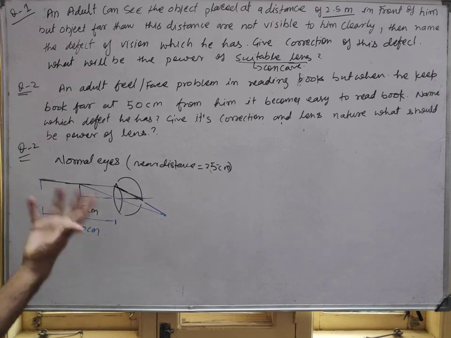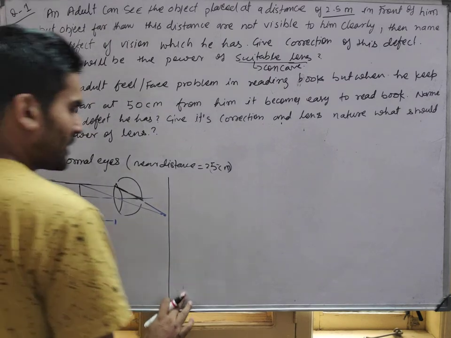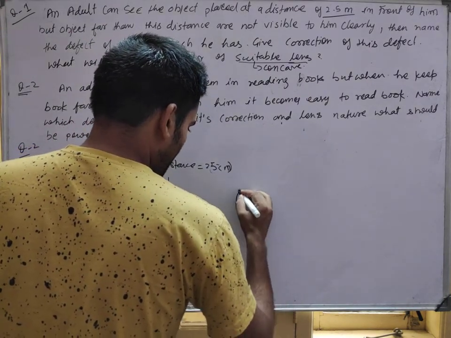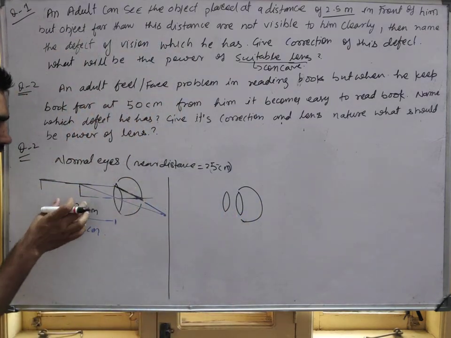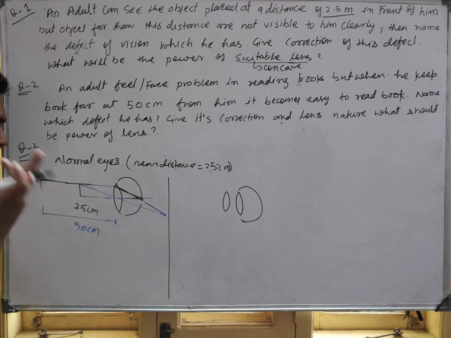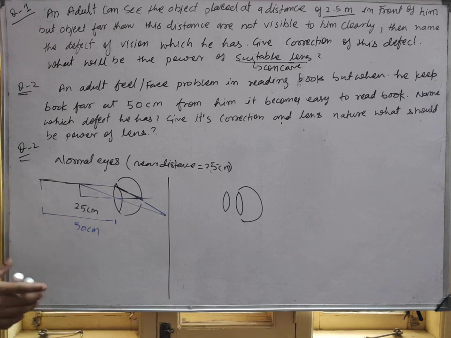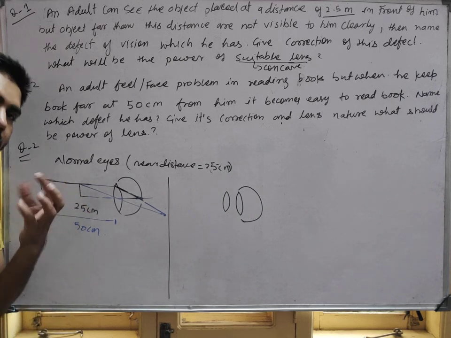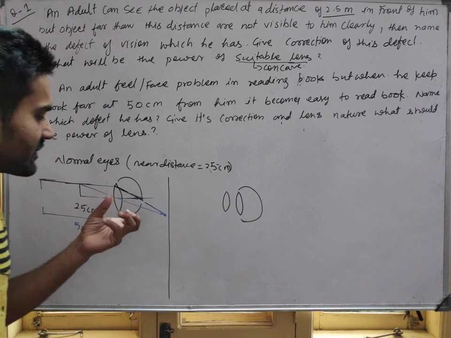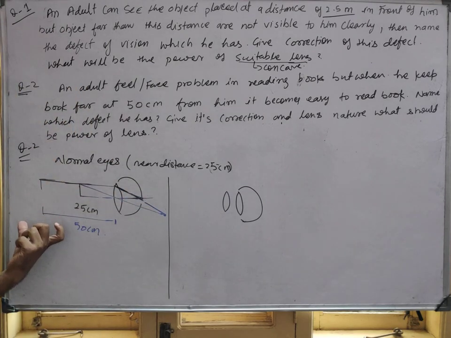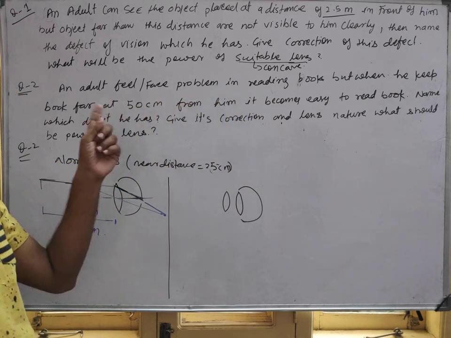So how can we improve this one? Just use the convex lens. Let's use the convex lens here. This is the eye. Suppose he keeps a book at 25 centimeters, where he cannot see, and he can see at 50 centimeters. So what will we do? We'll keep the object at 25 centimeters only, but the image should form at 50 centimeters, so that the eye will feel the object is at 50 centimeters, and he can read now, because he can read up to 50 centimeters.